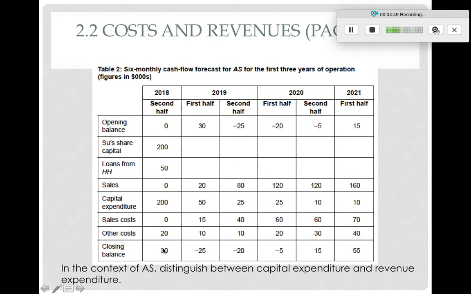Net cash flow is total cash in minus the total cash out. So in the context of Afghan Sun, distinguish between capital expenditure and revenue expenditure. Have a pause and have a go at that question.